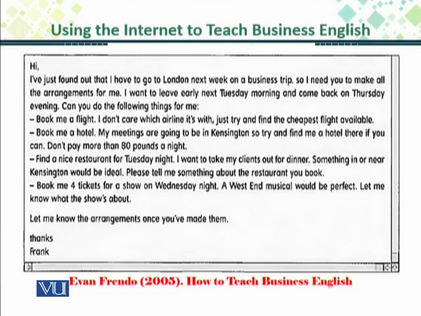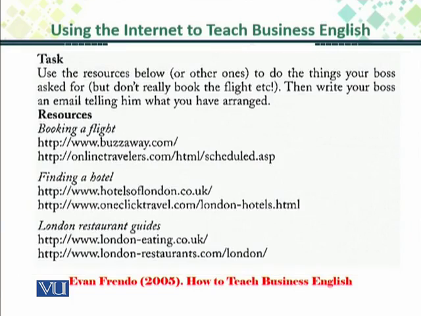So all of these things are the tasks which the learner has to do, and he has to find this information from the internet. So the task is given to him, and then various resources are also provided to him, in which booking a flight can be done on these websites, websites for finding a hotel are given, and so for the London restaurant guides, the websites are also given.